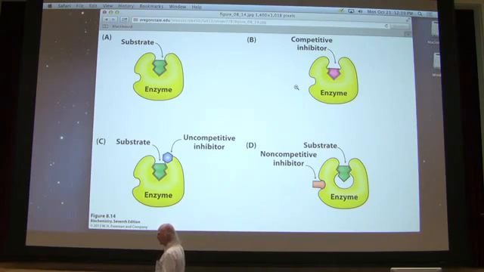Okay? So a competitive inhibitor looks like the normal substrate. A non-competitive inhibitor does not look like the normal substrate. I'm not going to talk about uncompetitive. It's actually quite a bit more complicated mechanism, and I'm not going to talk about that in this class. All right? So we're going to be interested in competitive inhibition versus non-competitive inhibition.